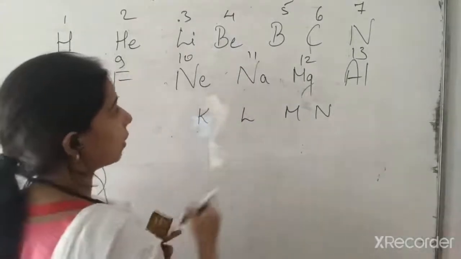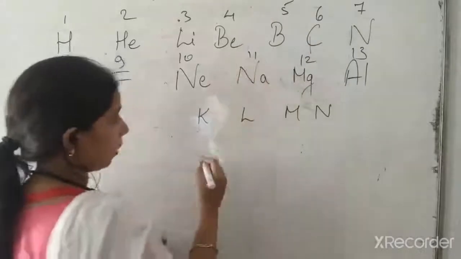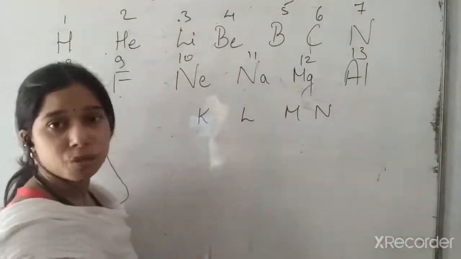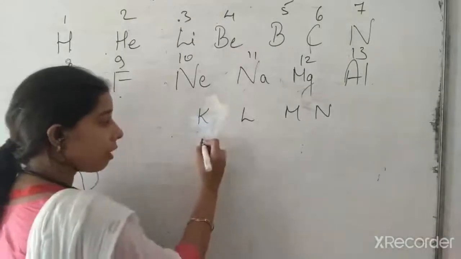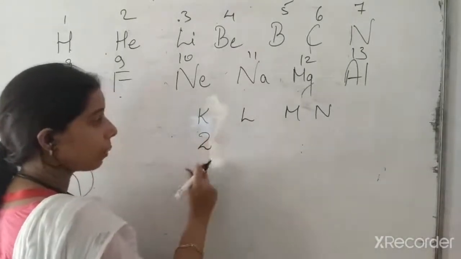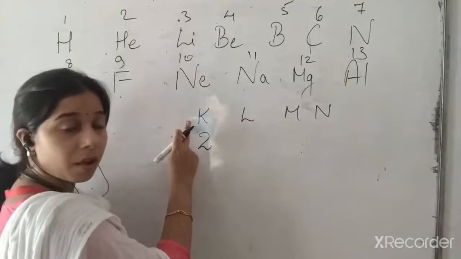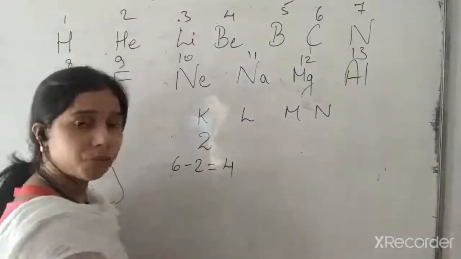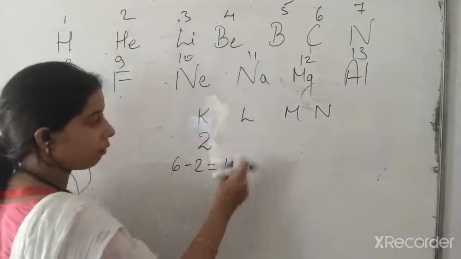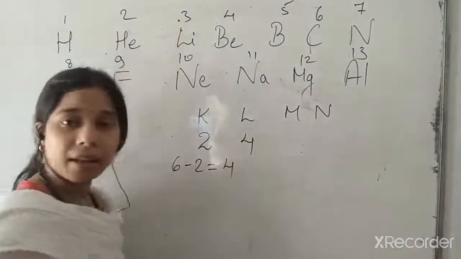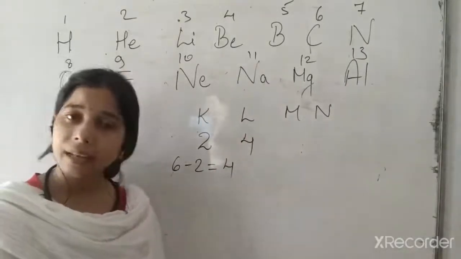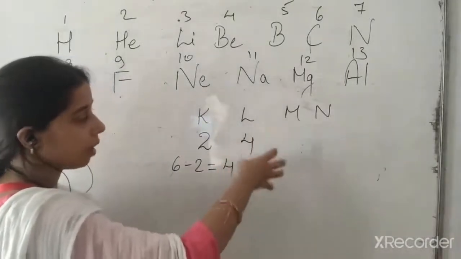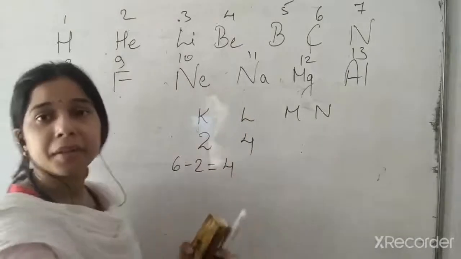Like if we take carbon. Carbon has atomic number 6, so the electrons will be 6. So the first 2 electrons of carbon will go to the K shell, while 6 minus 2, how many electrons are left? That is 4. So 4 electrons will go to the L shell. Like that, you can fill the shells according to the atomic number.